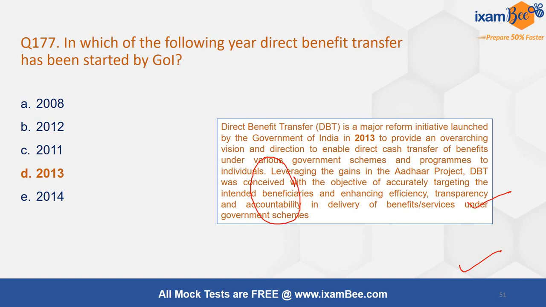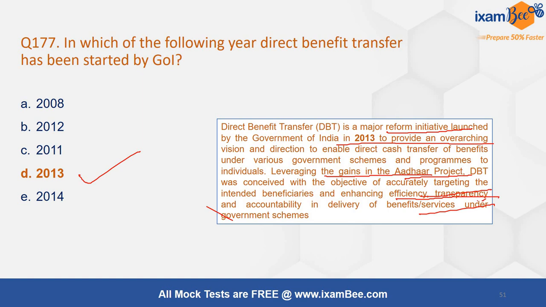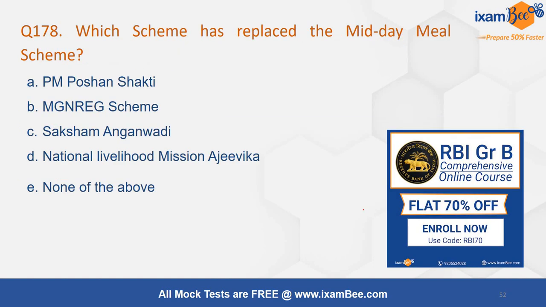The correct answer here is 2013. DBT was started by the Government of India, a major reform initiative, leveraging the benefit of the Aadhaar project by linking it with the bank account. Money was going directly into the accounts of the beneficiaries, improving the efficiency and transparency in the system.